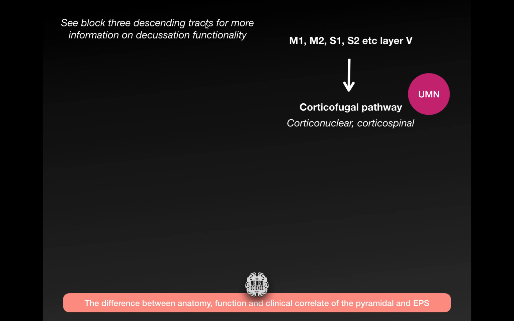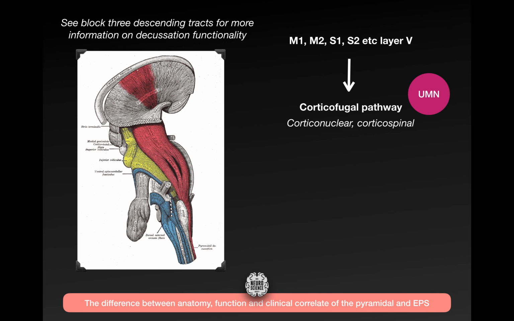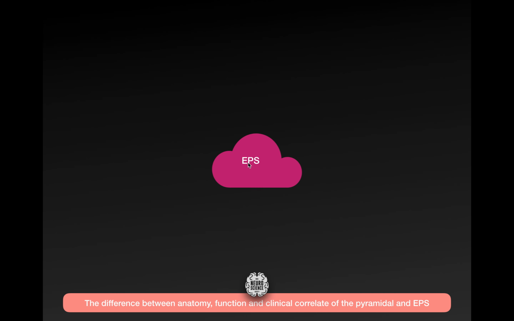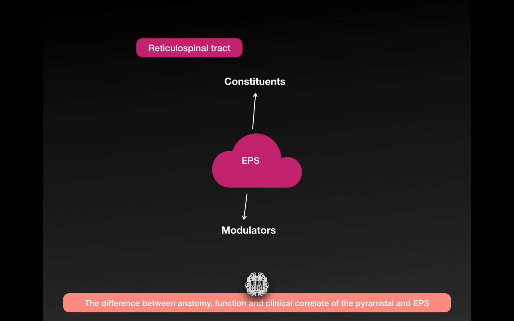So see Block 3 for a bit more information on this, but these are the key constituents. You have your upper motor neurons coming from M1, S1. Layer 5 is where they usually originate from. Remember we said there's a 6-layered neocortex. They descend through this corticofugal pathway, and that's what they look like, as we said. Now the extrapyramidal system, by definition, is not going to be this upper motor neuron pathway. It's extra to it. It's another set of stuff. So let's talk about its constituents, what makes up the extrapyramidal pathway, and then let's talk about the modulators.